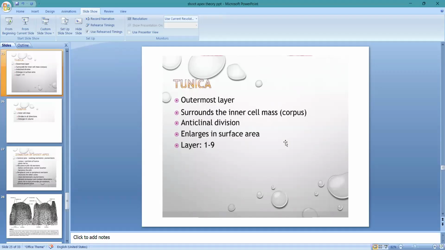See here, that outermost layer is the tunica, so that's giving the epidermis, and other tissues like cortex, endodermis and vascular tissues may have their origin in the inner layer of tunica and corpus. So the tunica's outermost layer is giving the epidermis, and the inner layers of tunica are giving the cortex and endodermis also. Some of the cells of vascular tissues and endodermis have their origin from the inner layer of tunica and corpus also.